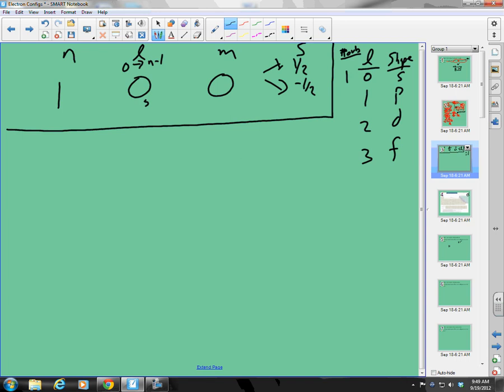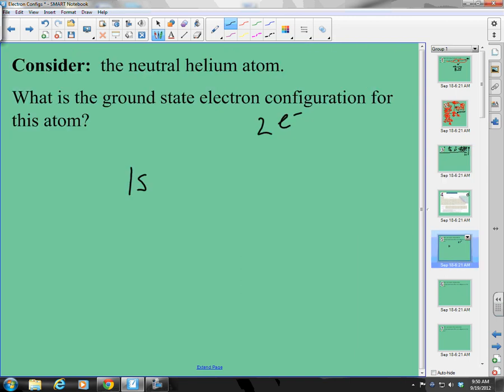How many p's do I have? Well, I have 3 p's. How many d's do I have? I have 5. And how many f's? 7. So if I have 1 s orbital, I do have an s orbital, right? Here's my s orbital. It has 1 orientation. How many electrons can fit there? 2. So can I say 1s2 for my helium? Yes, I can. I can say 1s2.